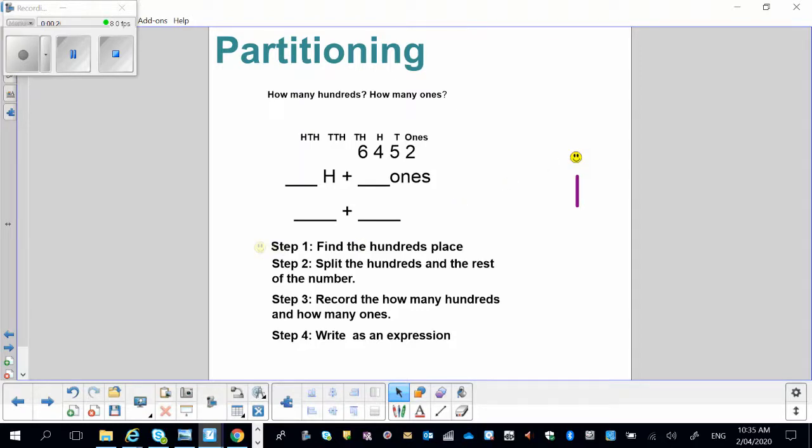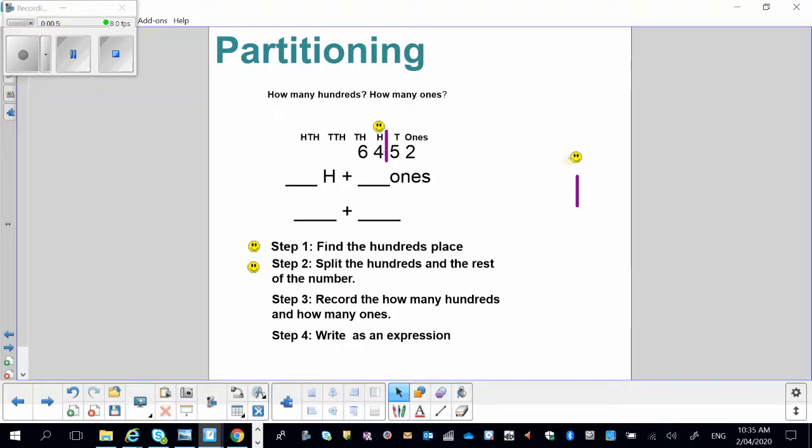To do this, step one involves finding the hundreds place. So I go to my number, I look at the ones, look at the tens, my hundreds place is where the 4 is. So I have a 4 in the hundreds place. After I've found the hundreds place, I then want to split the hundreds from the rest of the number. So I can take my pen and put a line between the hundreds and the tens. That splits the number up into the hundreds part and the ones part.